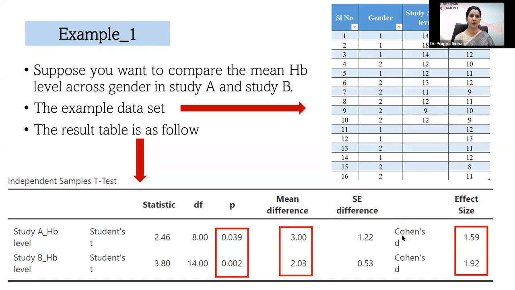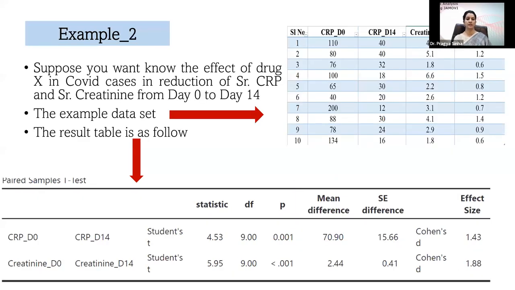We will learn what the different types of effect size measures are. This 1.59 is the effect size of study A, and this 1.92 is the effect size of study B. So the larger the effect size, the more evidence that particular study generates.